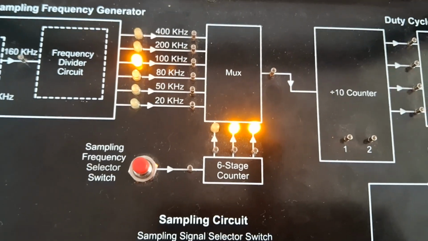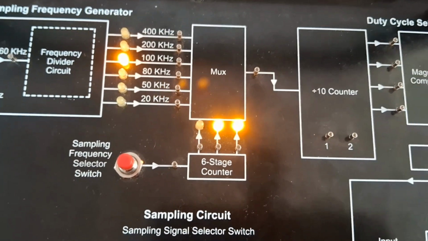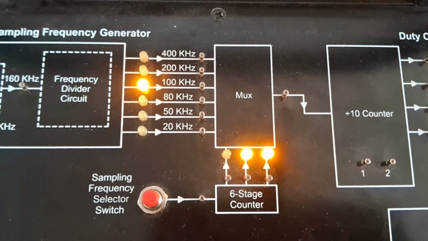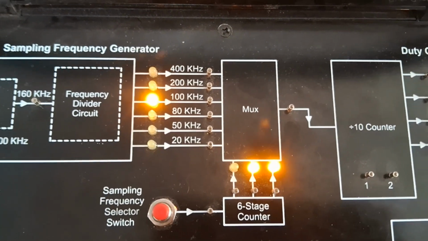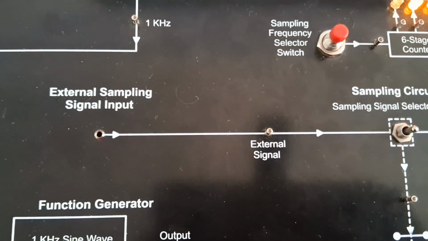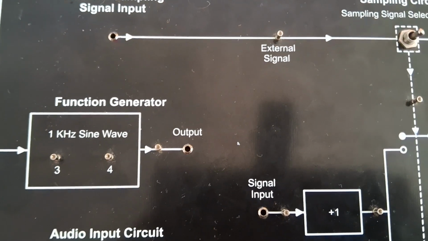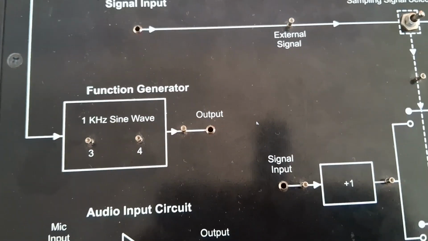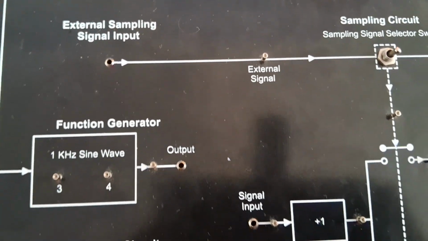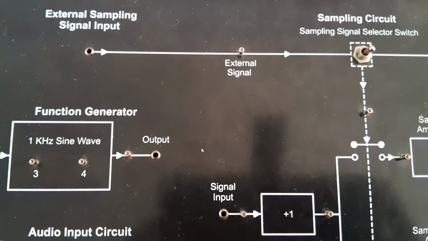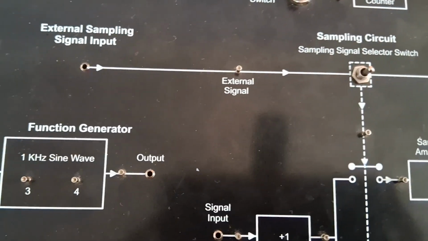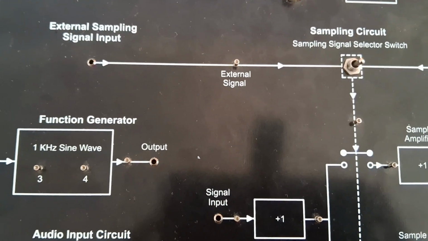Now, verification of sampling cannot be done in this experimental setup, because the sampling frequency used here is much higher and you cannot vary it. If you want to verify, you can use an external sampling input. For example, if 1 kilohertz is your sinusoidal waveform, you need to apply a sampling frequency less than twice 1 kilohertz, so 0.5 kilohertz, so that you can verify the sampling theorem itself.